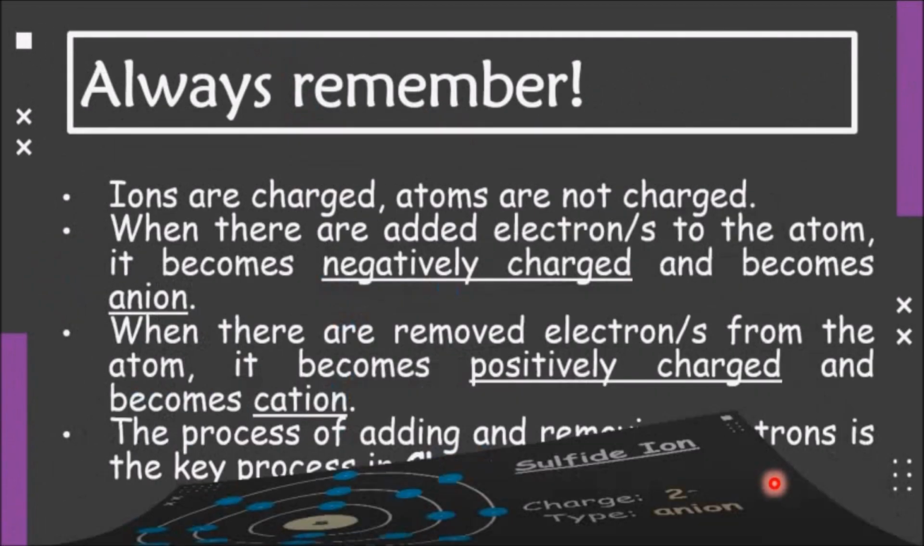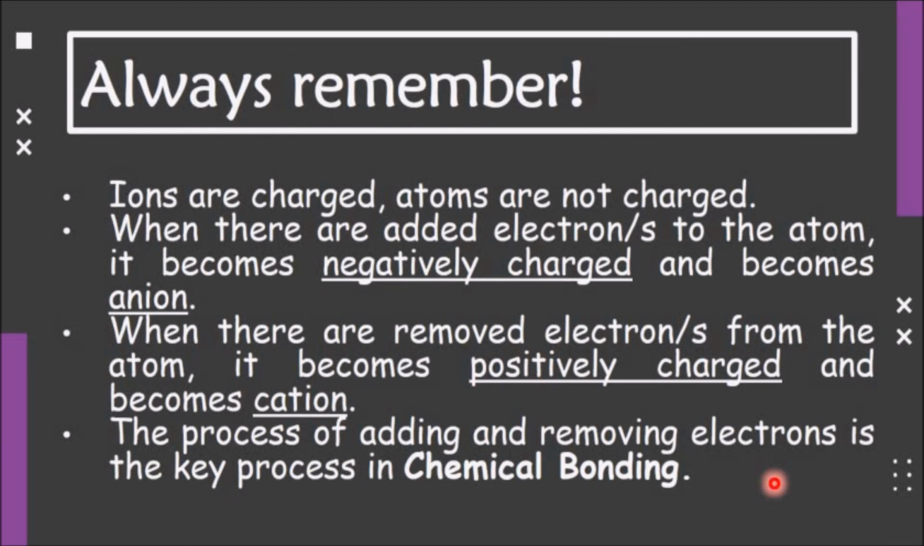Now always remember, ions are charged particles, atoms are not charged. When electrons are added to the atom, it becomes negatively charged and becomes an anion. When electrons are removed from the atom, it becomes positively charged and becomes a cation. The process of adding and removing electrons is the key process in chemical bonding, which you will learn next week.